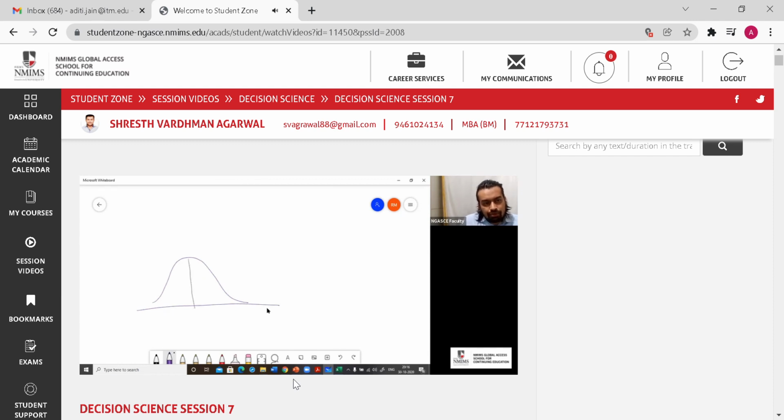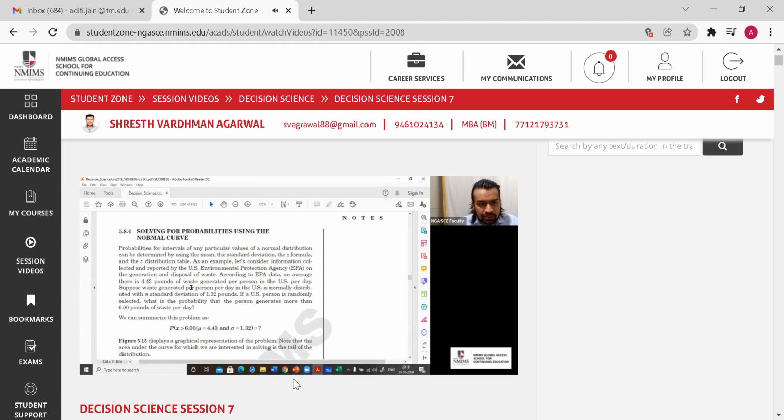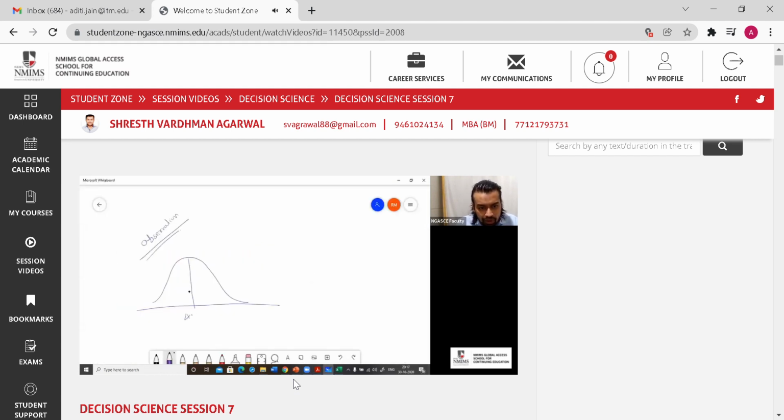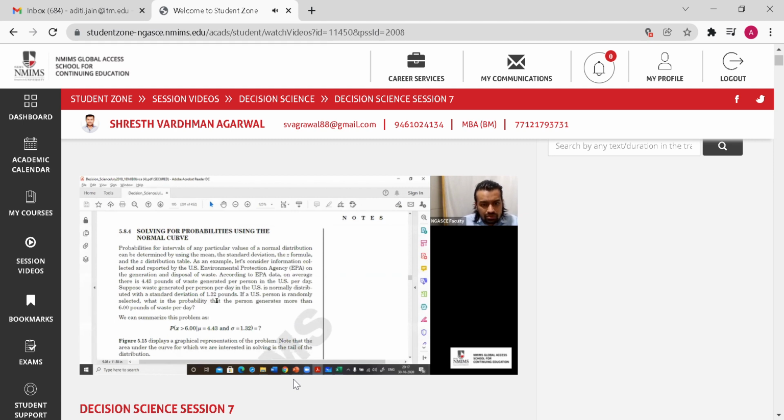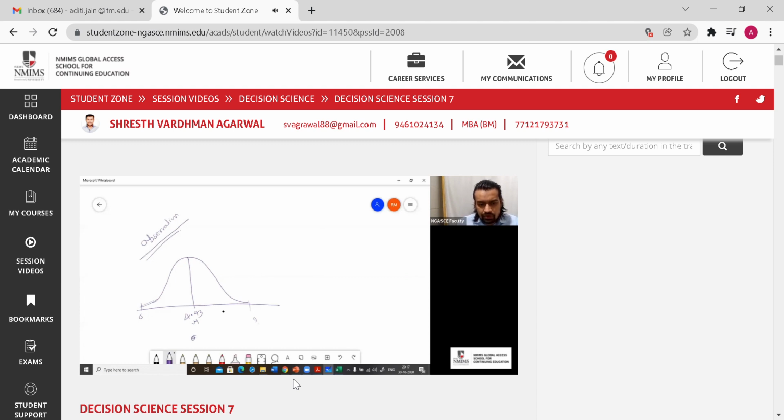This is a normal curve based on the observation. What is the average wastage per person per day? 4.43. Somewhere here it could be 0. We don't know the upper limit also. Now what is the standard deviation value? This is mu. They are saying that 1.32 pounds. Standard deviation value is 1.32 pounds.